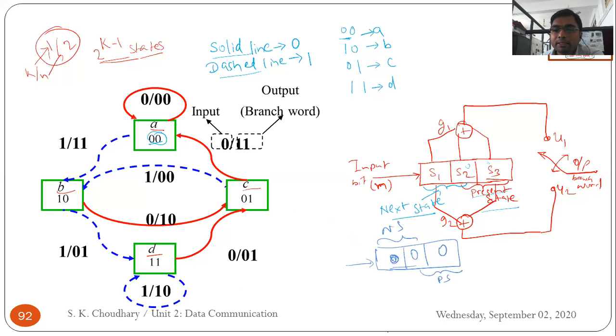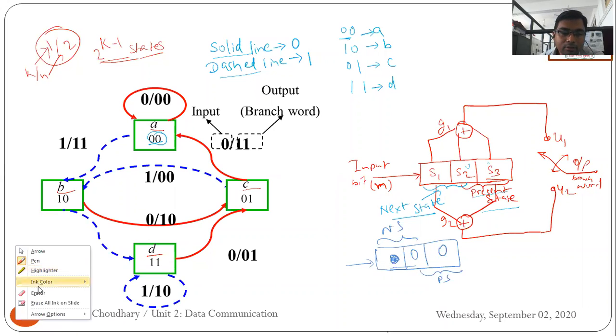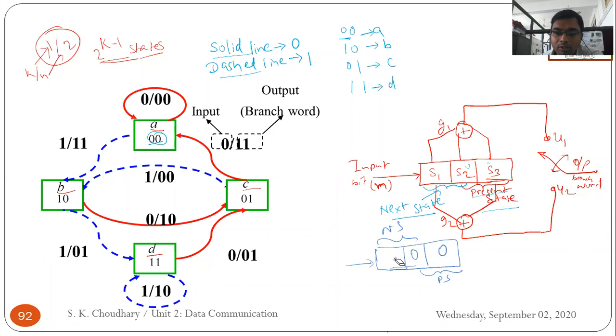But if the input is, instead of 0, suppose here the input is 1, not 0, then at that moment, what is the next state? The next state is 1, 0. B is the representation of 1, 0. So it would come to the next state B, 1, 0.